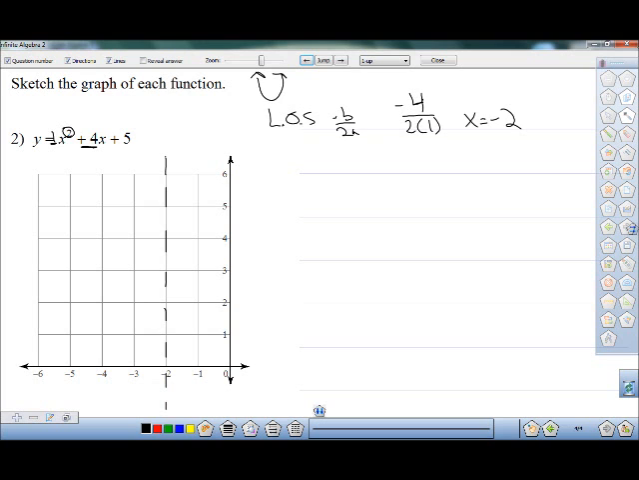Just got to find my vertex. I just plug negative 2 in for x and see what I get out. So I get y equals negative 2 squared plus 4 times negative 2 plus 5. Negative 2 squared is 4, minus 8, plus 5. 4 minus 8, negative 4, plus 5. So at negative 2, 1, I have my vertex.